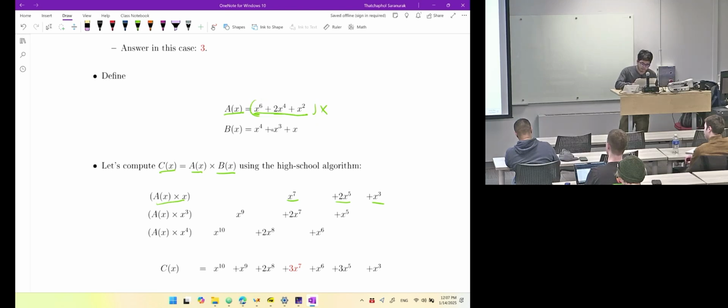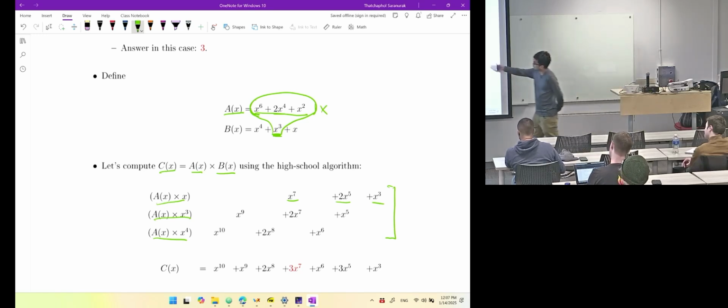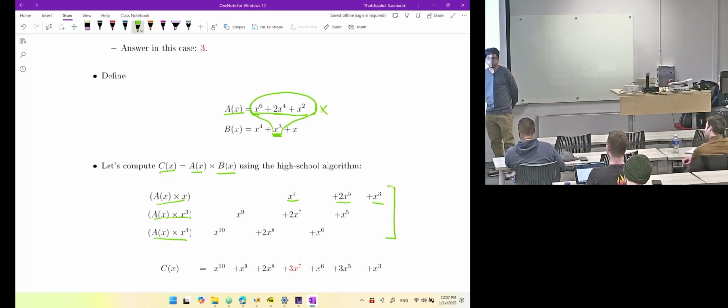Then just do the same for the next term in B. Multiply them, get the next line, and continue to the next line. So you do it 3 times like this, and then you sum all these up. And when you sum it, you get this one. Everyone is good with this?